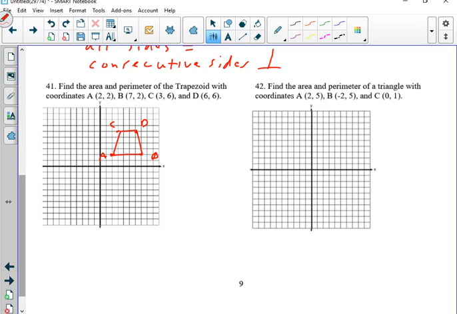Well, you need the two bases and the height. You just count 1, 2, 3 here, 1, 2, 3, 4, 5 here, and the height has to be straight down. So that's 1, 2, 3, 4. So area is 1/2, one base plus the second base times the height. So that's 16 square units.